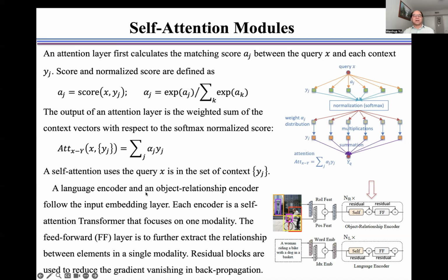A language encoder and an object relationship encoder follow the input embedding layer. Each encoder is a self-attention transformer that focuses on one modality. The feed-forward layer is to further track the relationship between elements in a single modality. Residual blocks are used to reduce gradient vanishing in backpropagation, as shown here. These are residual blocks; this is self-attention, and this is the feed-forward layer.